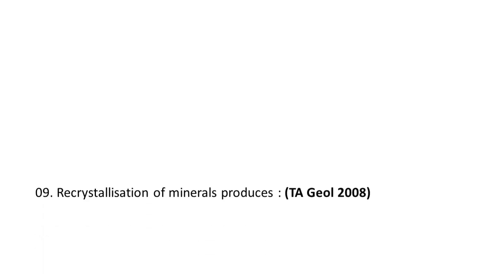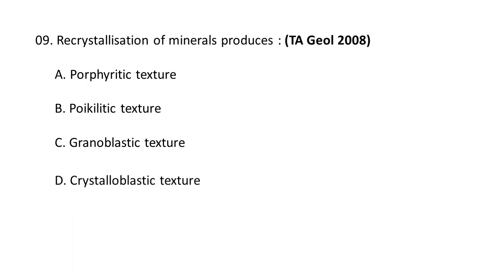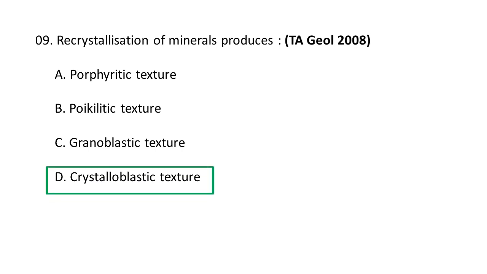Next question, recrystallization of minerals produces A. porphyritic texture, B. poikilitic texture, C. granoblastic texture and D. crystalloblastic texture. Recrystallization of minerals produces crystalloblastic texture, and this texture is produced by metamorphic recrystallization of minerals.